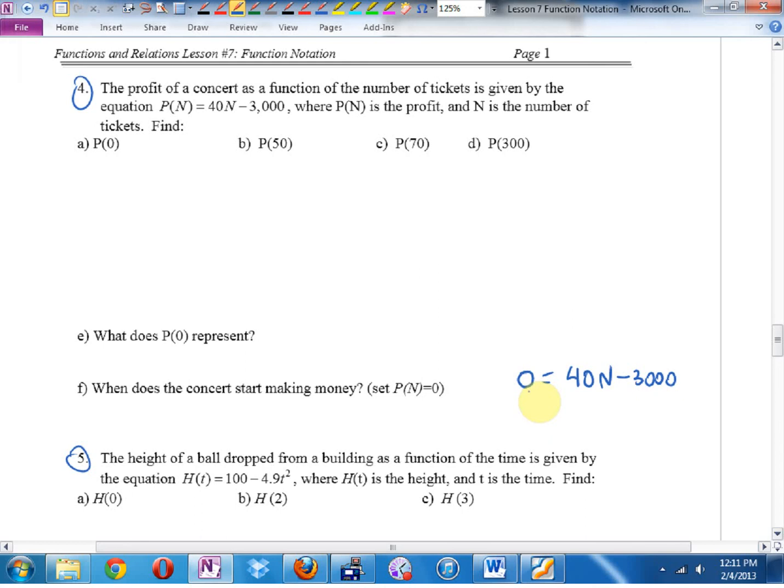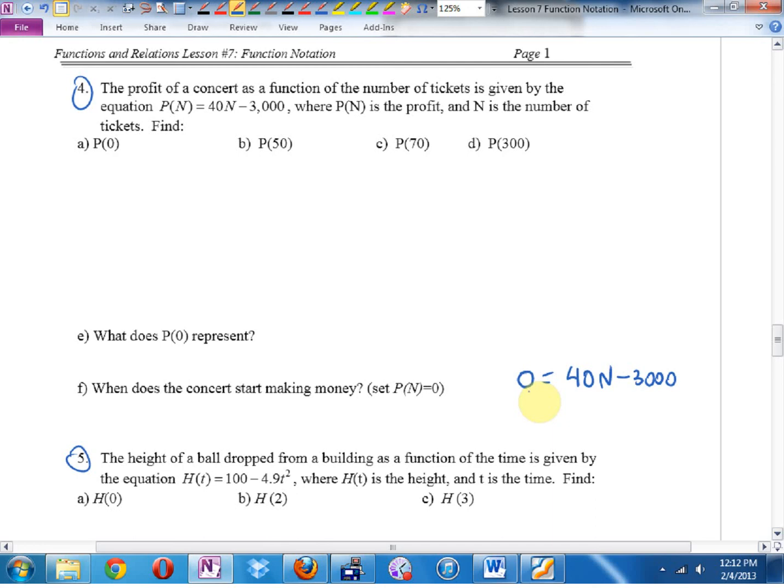That's why E, when it says, what does P of 0 represent? P of 0 is how much money it costs to run the concert. If you put a 0 in, you get, I think, negative 3,000. It cost you 3,000 bucks to set up the concert. Next question you want to know is, how many tickets do I need to sell to break even? Every ticket after that is a profit. So that's what F is finding out.